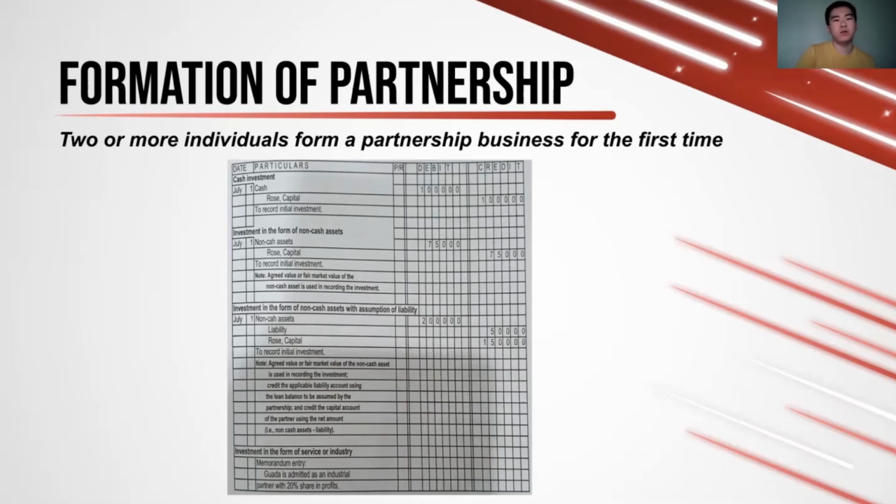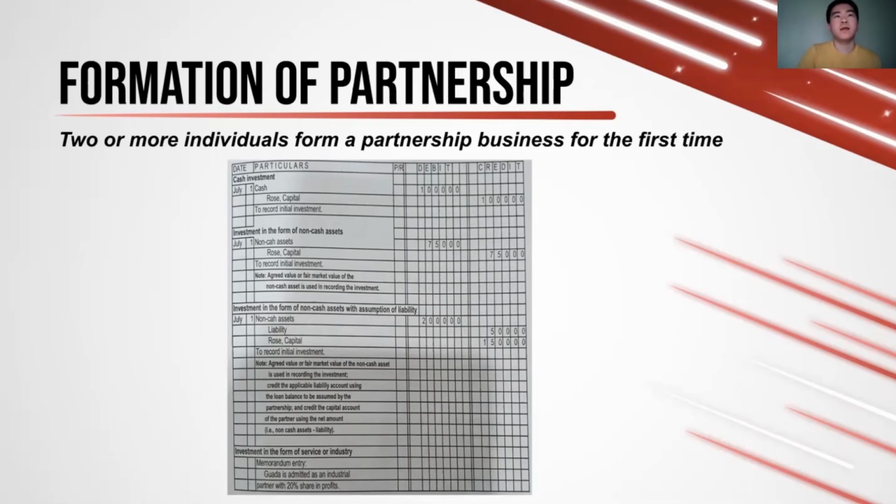an industrial partner. So when someone is an industrial partner, we would only need a memorandum entry, such as the one in the bottom part of your screens, where Quada is admitted as an industrial partner with 20% share in profits. So as you can see, the difference between a capitalist and industrial partner is that a capitalist partner contributes capital to the company or the partnership, while an industrial partner only contributes in the form of service or industry.